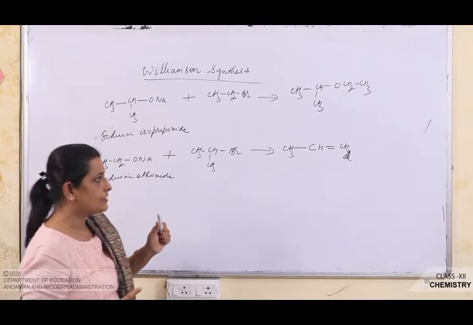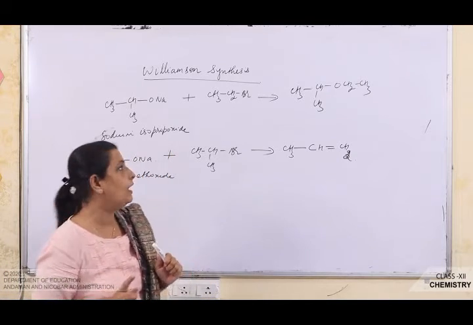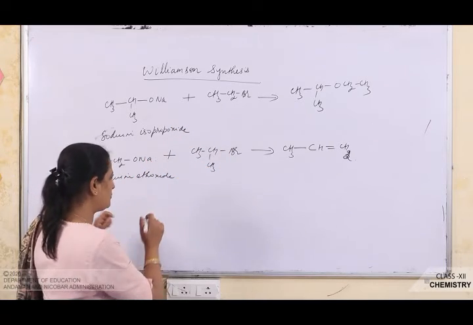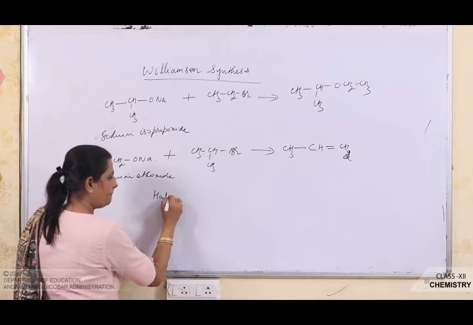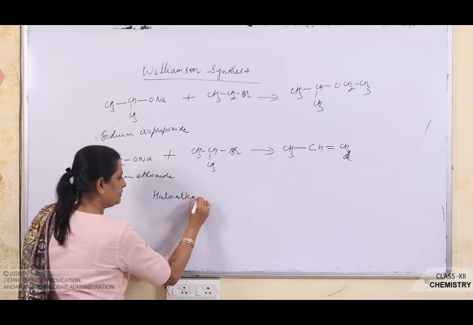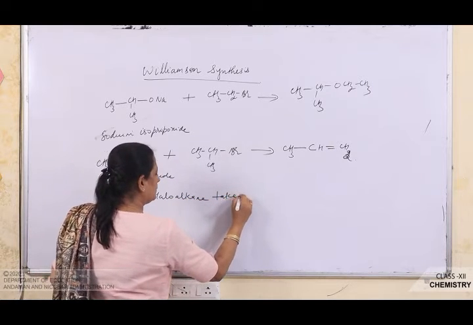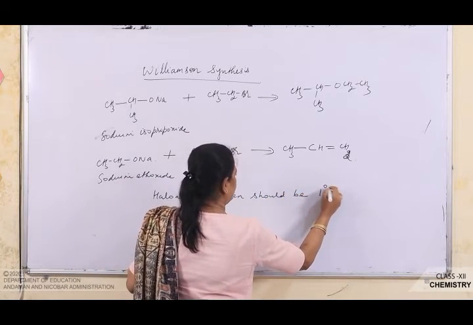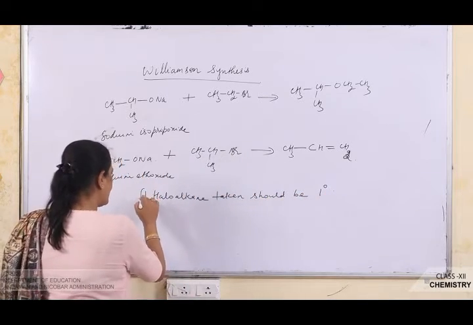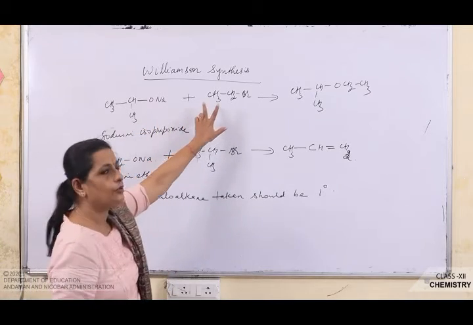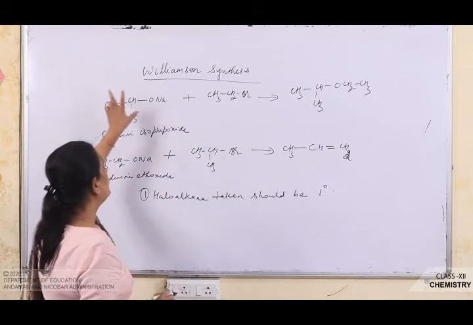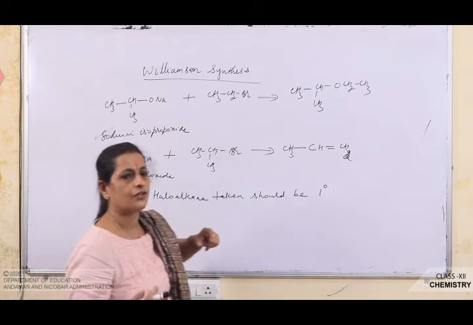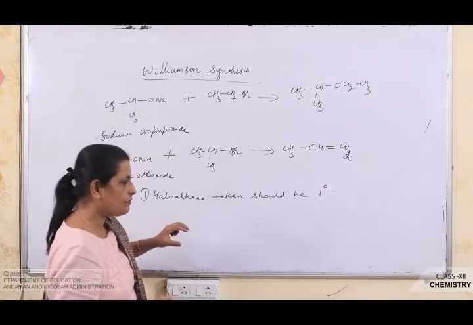So, now listen carefully. In case of Williamson synthesis, the haloalkane which you take should be always primary. That is the first thing in Williamson synthesis, the haloalkane taken should be primary. The alcohol part, that is sodium salt of alcohol, it can be secondary or tertiary. What is the reason behind this?